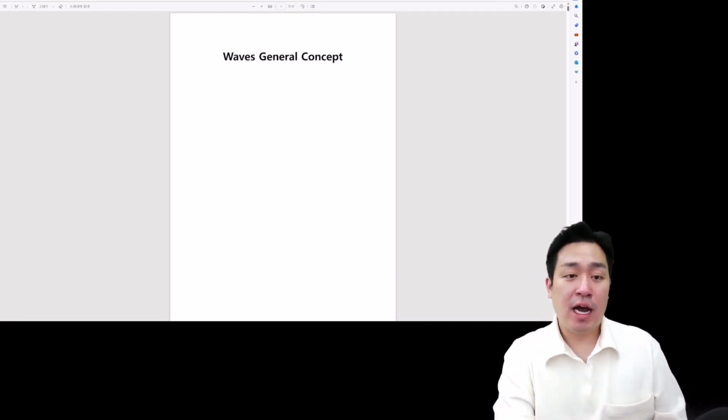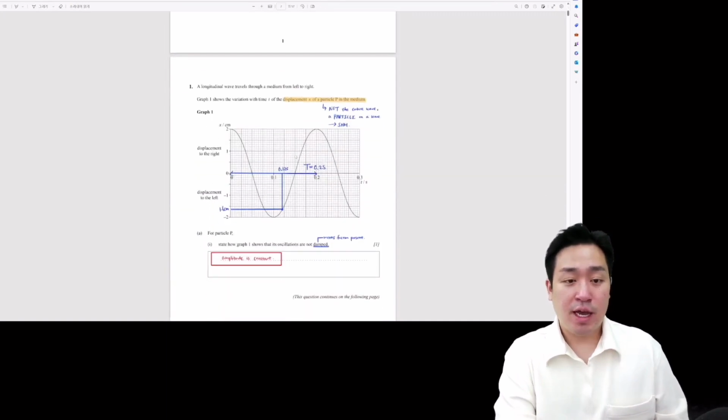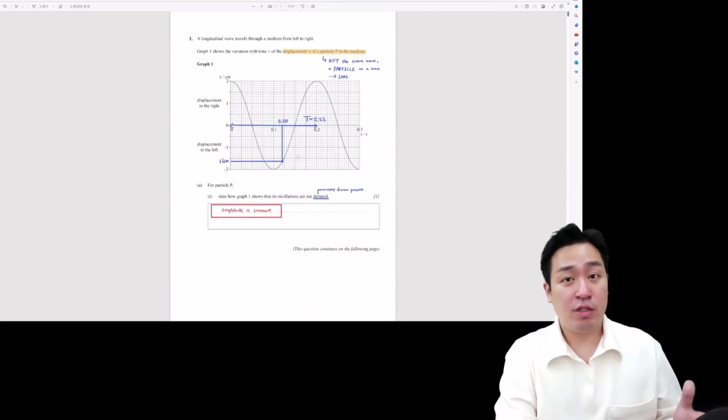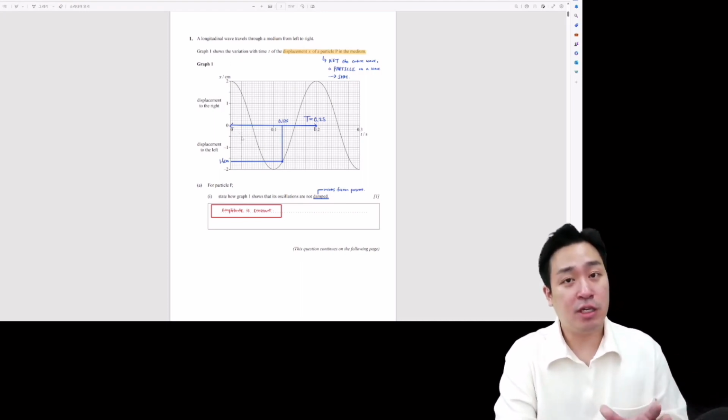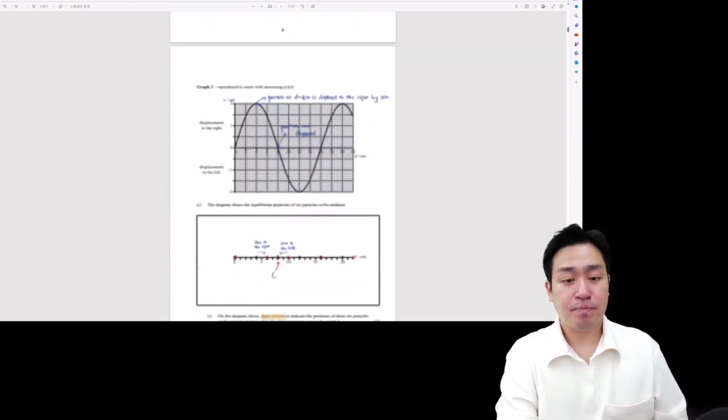So here I have waves general concept, which is a question that deals with general concepts in waves. And what I do is I provide a solution, a more detailed solution than the mark scheme, so that you guys can just take a look at it and understand what I'm trying to say.